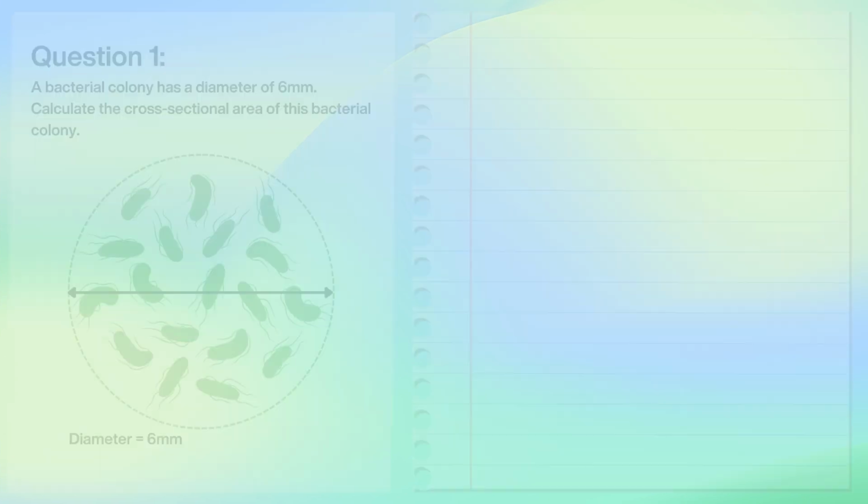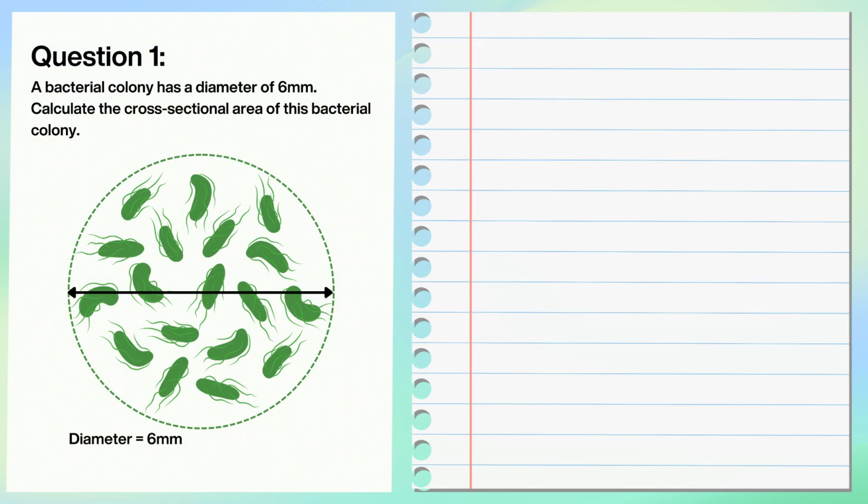Now, let's look at some practice questions. Question 1. A bacterial colony has a diameter of 6 millimeters. Calculate the cross-sectional area of this bacterial colony. Show your working. Pause here to have a go. Let's take a look at the answer.